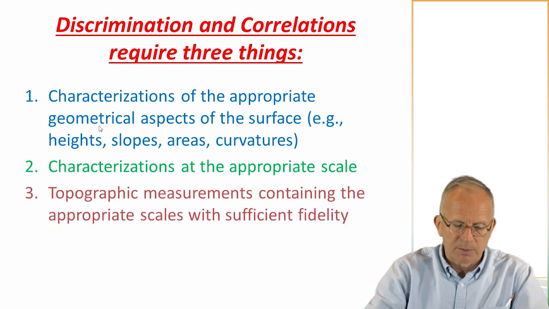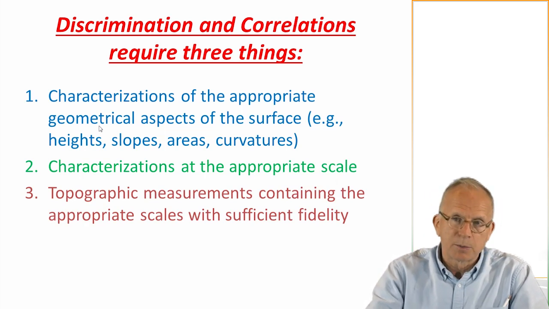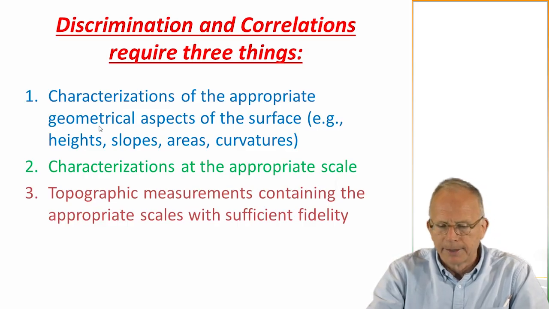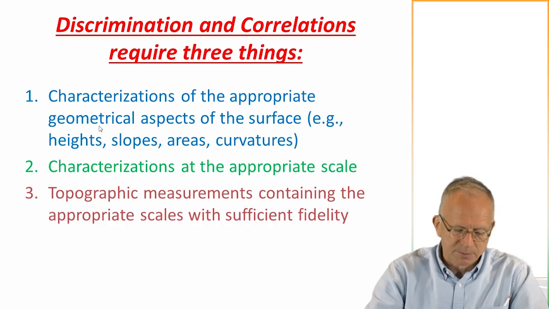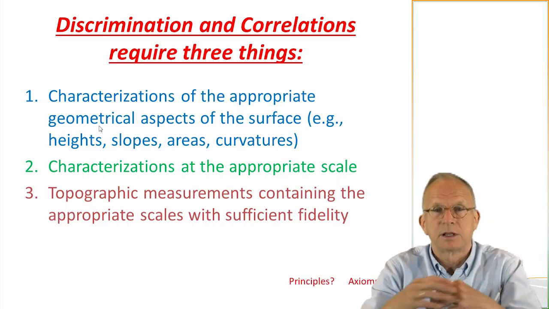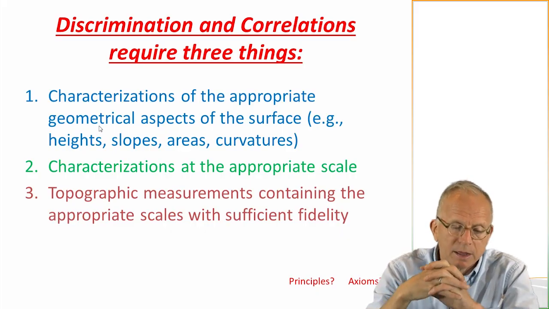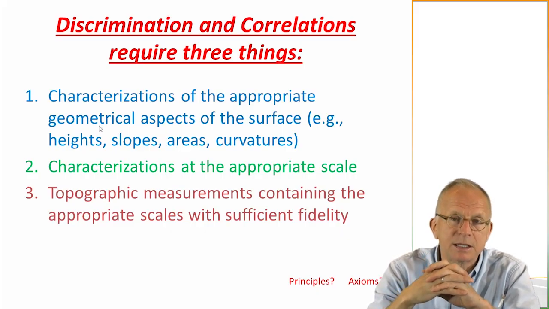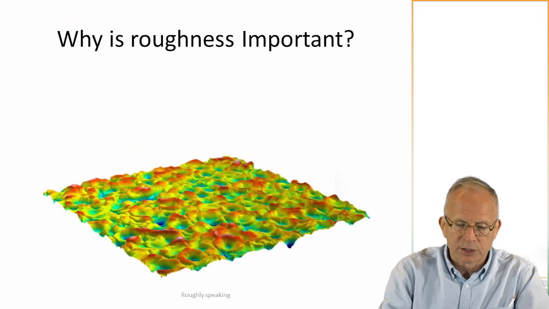But people in Vermont are proud of their hills. All right, topographic measurements have to contain the appropriate scales and the appropriate fidelity to make these work. So the first two might be some sort of axioms or principles, and the third one might be a corollary. Anyway, these three things need to come together in order to do good discrimination and correlation.